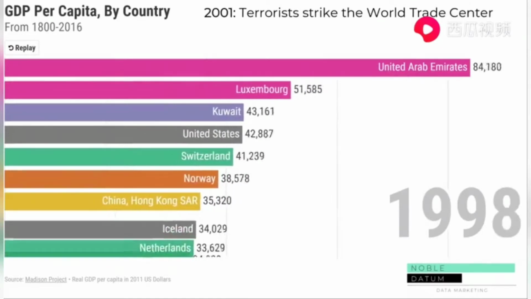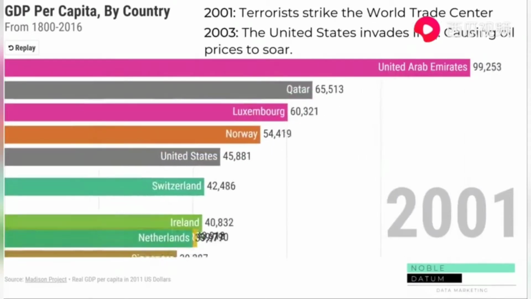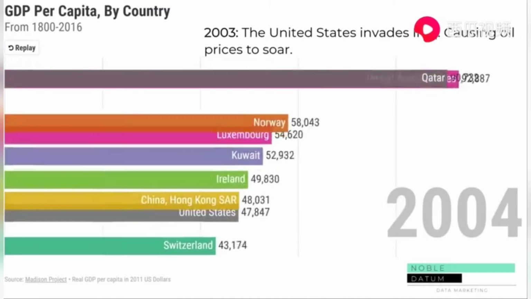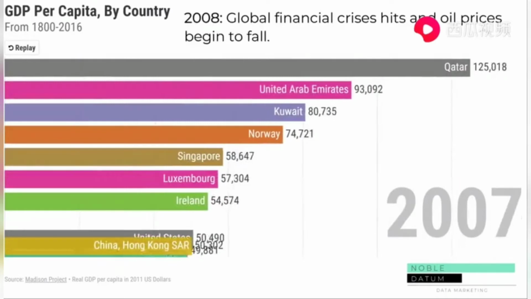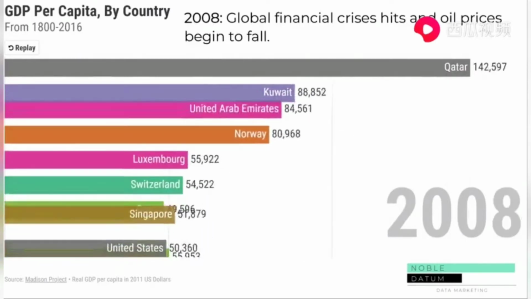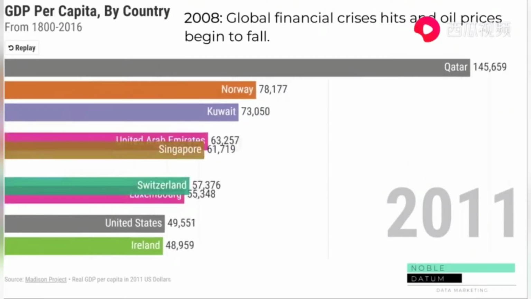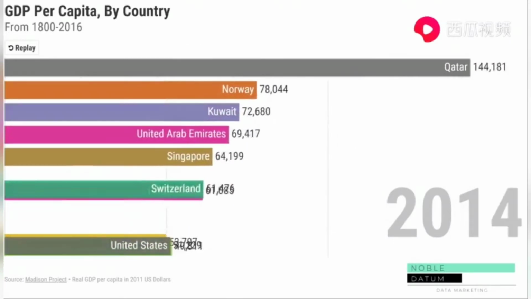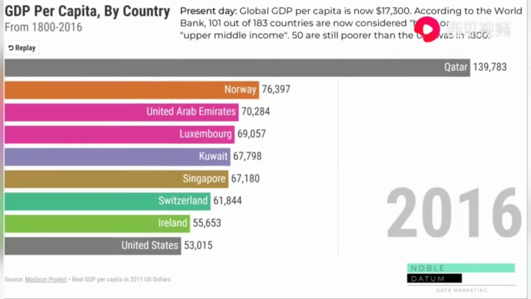9/11/2001, terrorists strike the World Trade Center. 2 years later, the US invades Iraq, making oil prices spike once again. This lasts until the housing market crashes, sparking the global financial crisis, and oil prices begin to fall. This brings us to current times.